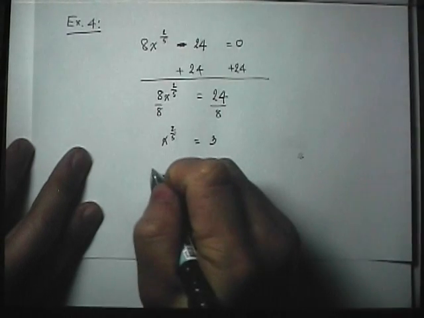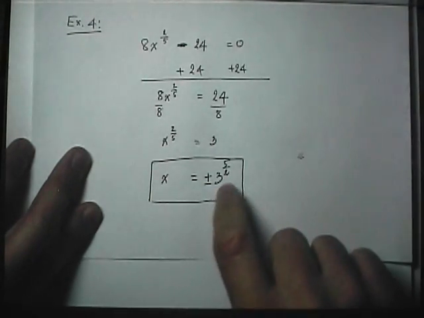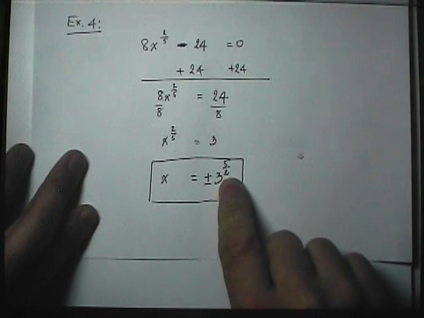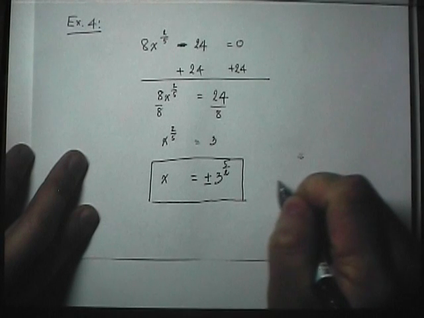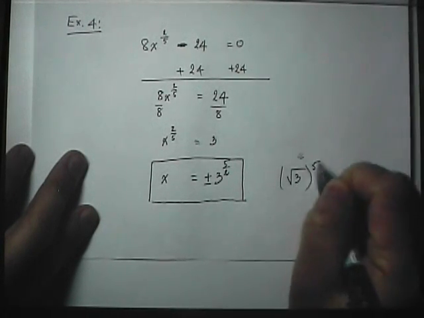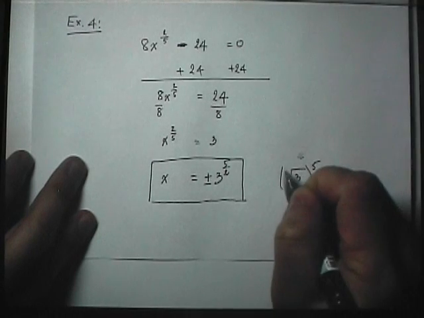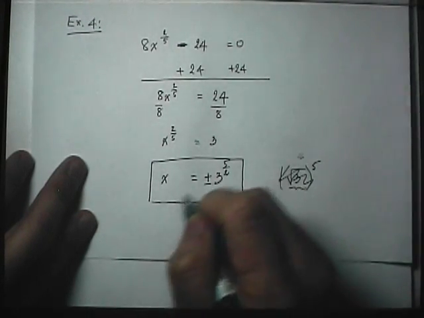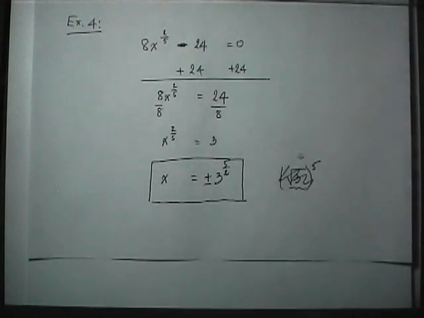Now in this problem, I decided we're going to stop right here, the reason being we don't know how to evaluate 3 raised to the 5/2 power further. I mean, 3 raised to the 5/2 power is simply the square root of 3, and then we raise that to the 5th, but we don't know how to handle the square root of 3 besides the calculator. So let's just for now leave the answer like this: plus and minus 3 raised to the 5/2 power. That's how we're done with this problem.